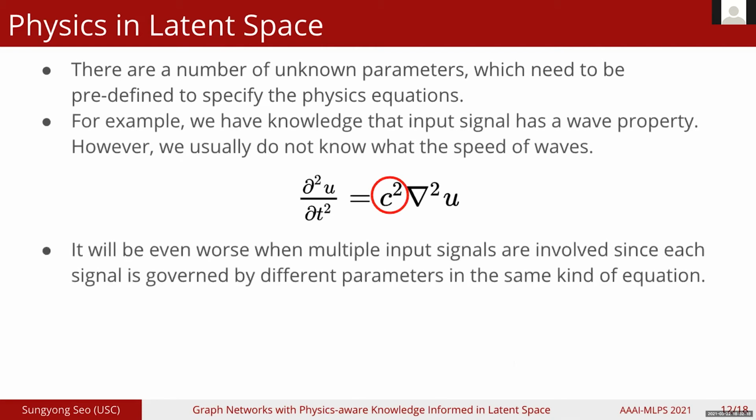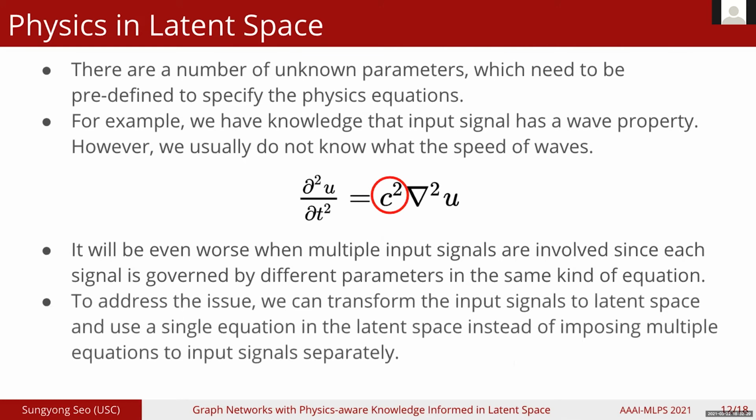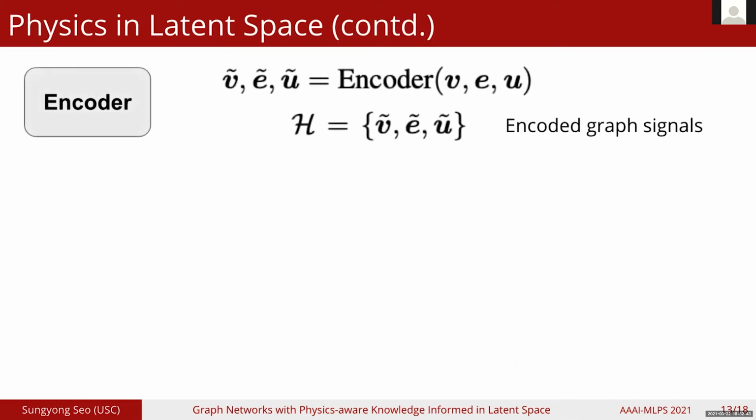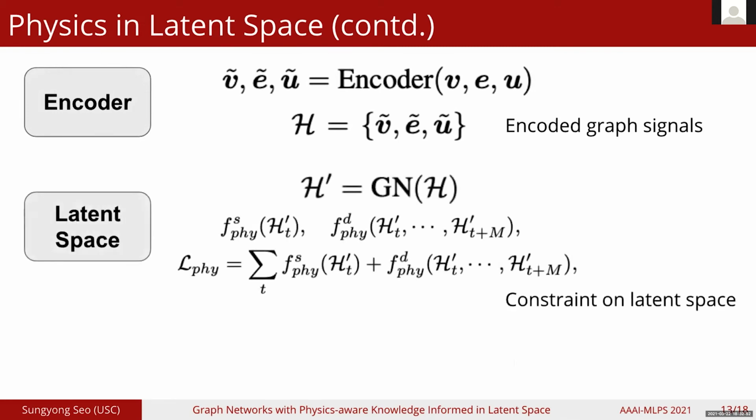It will be even worse when multiple input signals are involved, since each signal is governed by different parameters in the same kind of equation. To address this issue, we can transform the input signals to latent space first and use a single equation in the latent space instead of imposing multiple equations to input signals separately. So we first apply an encoder to transform a set of attributes of nodes and edges into latent space. Then we update the graph state sequentially in the latent space and impose domain-based knowledge in the latent space.